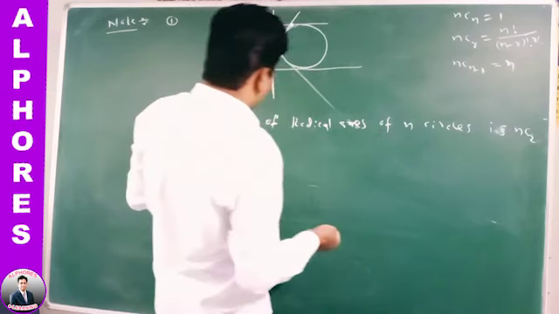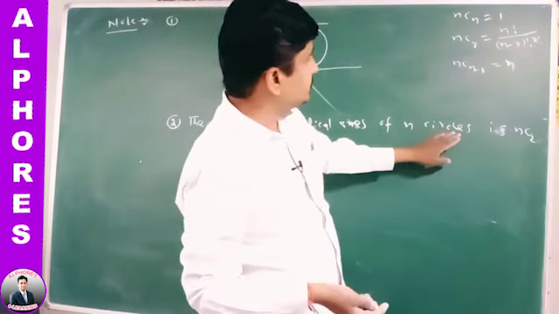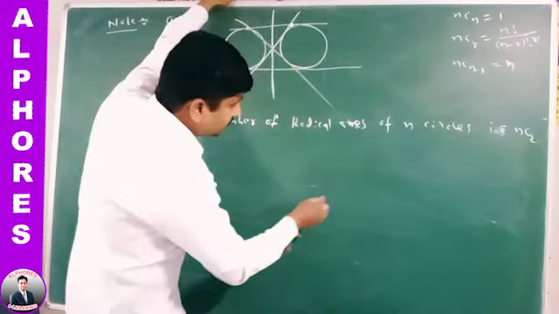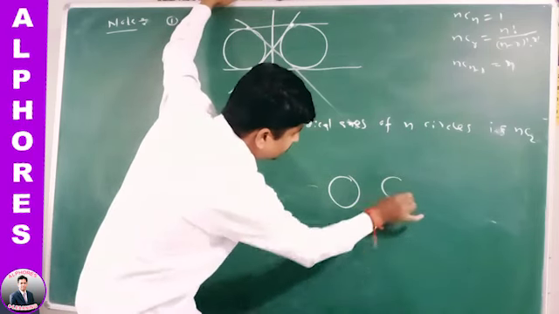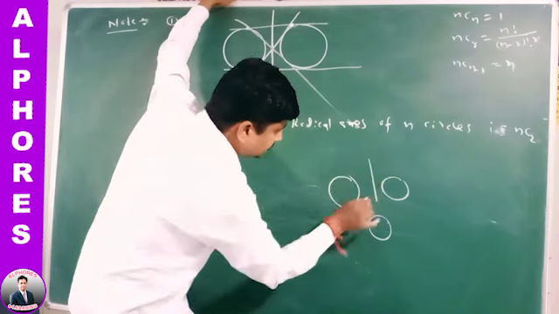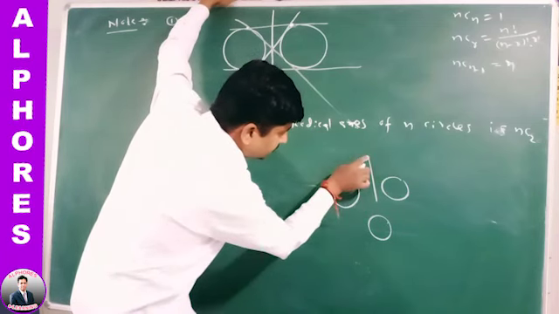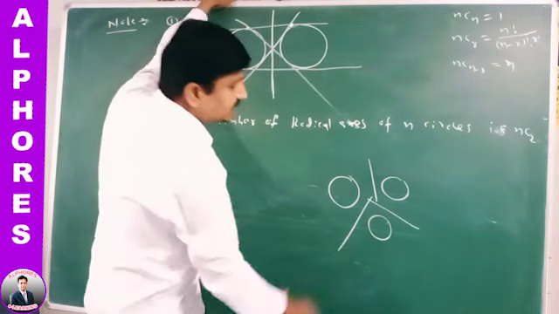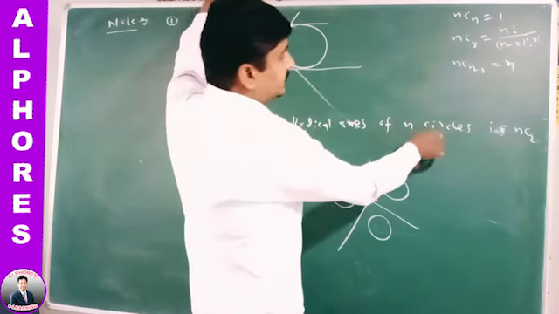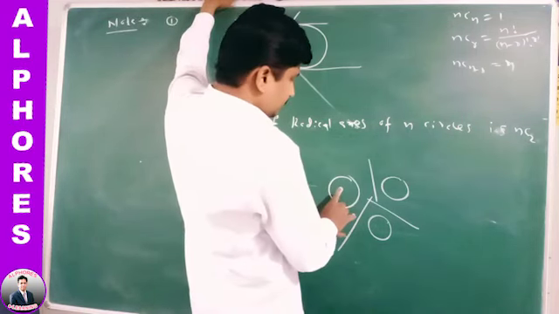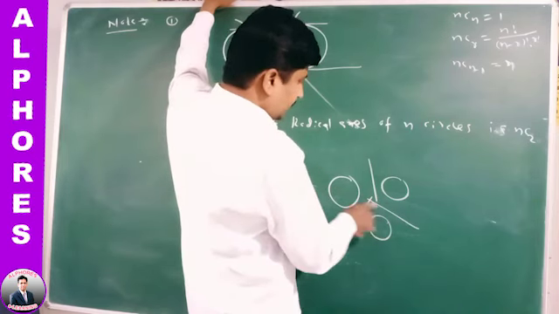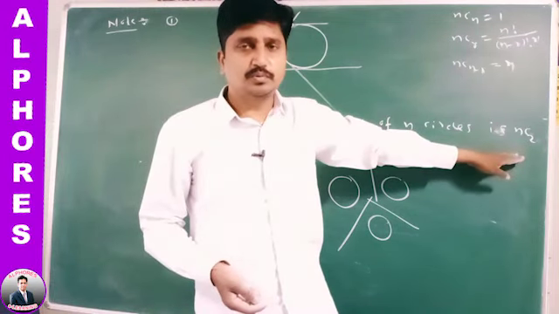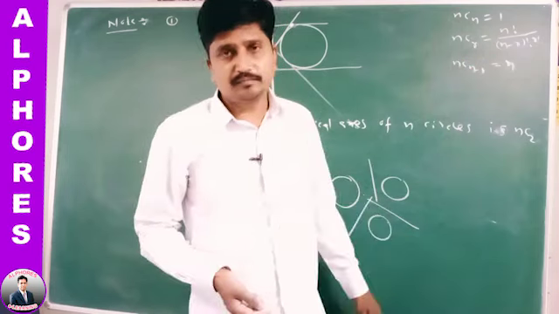Here the number of radical axes of 3 circles is 3C2, which means 3. For suppose 3 circles are given, here 3 radical axes are possible. This is the radical axis of these 2 circles. This is the radical axis of these 2 circles. This is the radical axis of these 2 circles. Given 3 circles, therefore 3 radical axes are possible. Here the number of radical axes of 4 circles is 4C2, its value found according to the formula. Okay.